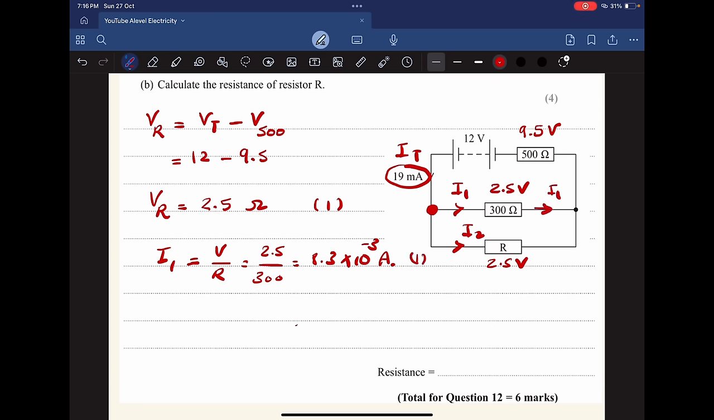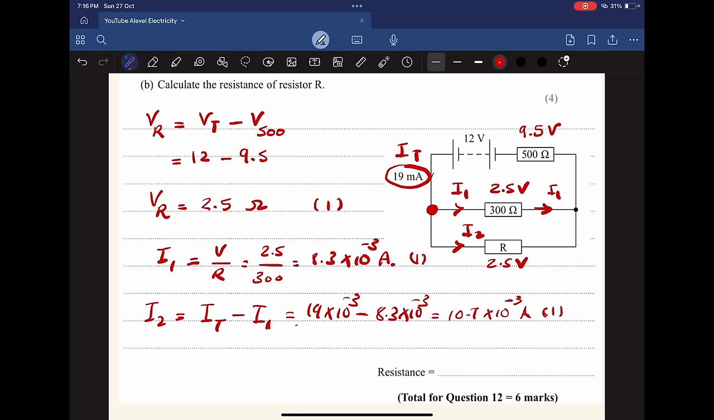Clearly, the electric current I2, which passes through the resistance R, is I total minus I1: 19 times 10 minus 3 minus 8.3 times 10 minus 3. So the correct answer for this one is 10.7 times 10 minus 3 ampere. I think we deserve one mark for this step.